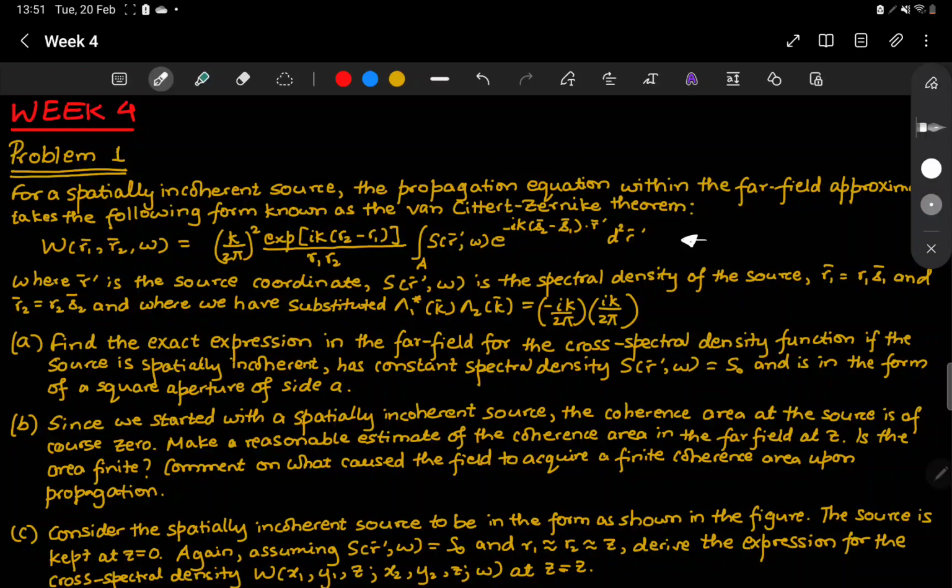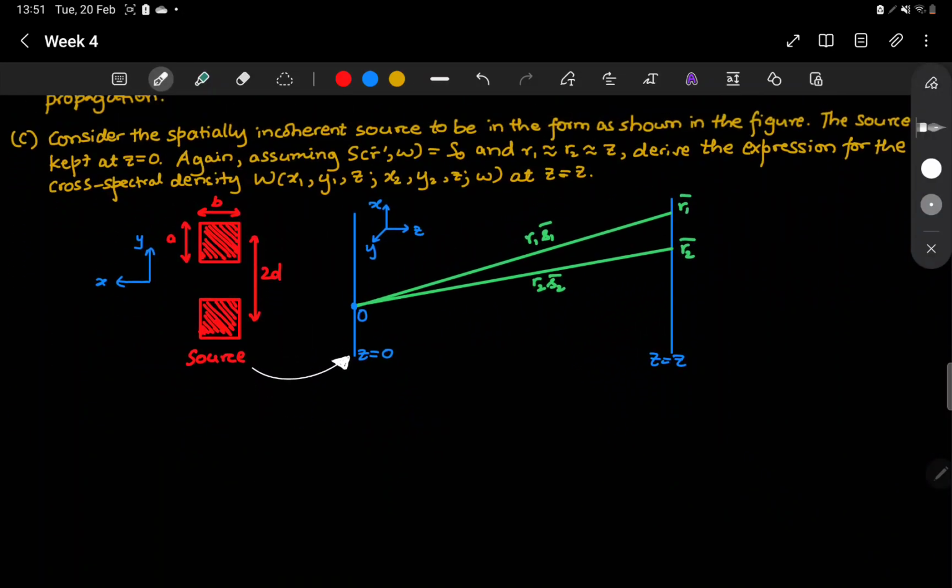So I hope now that you have spent a few minutes trying to read the question and trying to understand exactly what we are supposed to do. So let me start solving the question part by part. So let us look at part A. Let me rewrite the Van-Sittert-Zernike theorem.